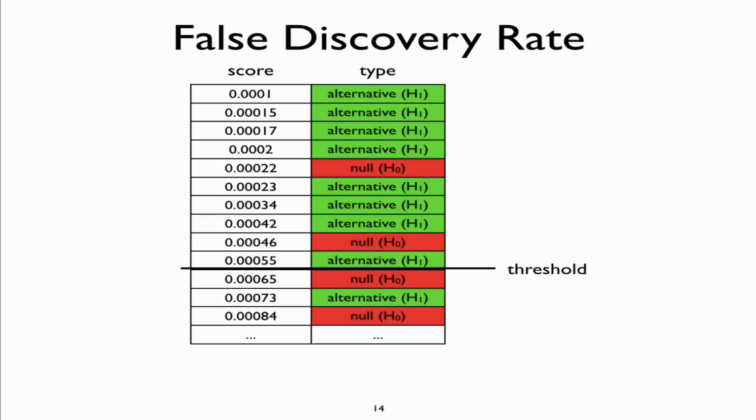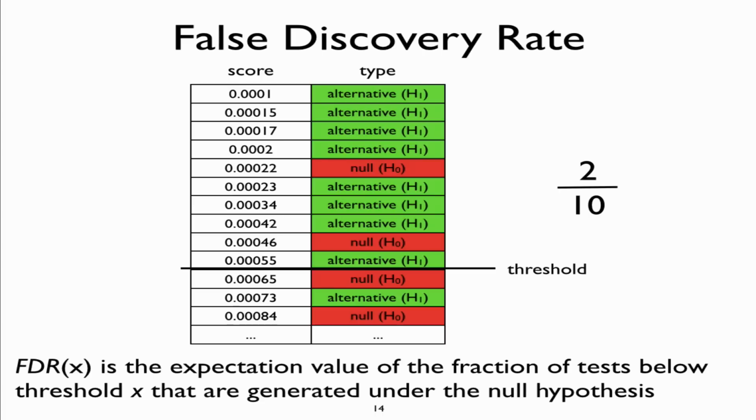Say there's a given scenario where you've got an oracle at hand that has told us which of our measured traits are generated under the alternative hypothesis and which are distributed under the null hypothesis. We have also recorded the p-value of each individual trait and sorted them in ascending p-value order and put up a threshold in this list of hypotheses. And if we now look at this particular threshold, we record that there are 2 out of 10 of the hypotheses that are generated under the null hypothesis.